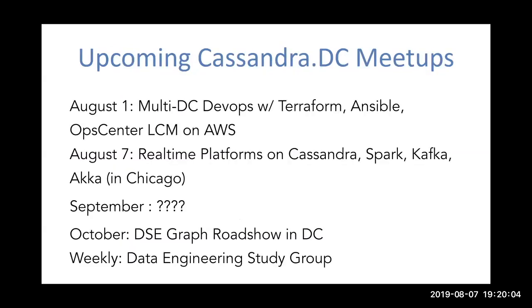All right, so today we're going to cover real-time platforms on Cassandra, Spark, Kafka, et cetera. Last week there was a talk in DC about multi-data center DevOps with Terraform, Ansible, and OpsCenter. It had a really good draw, primarily because it had the words AWS and DevOps in it. I think it may be a fairly popular event here too if we put it up, so maybe in September. If you have an idea for a talk next month, please reach out, and if you want to give the talk, you can give it.